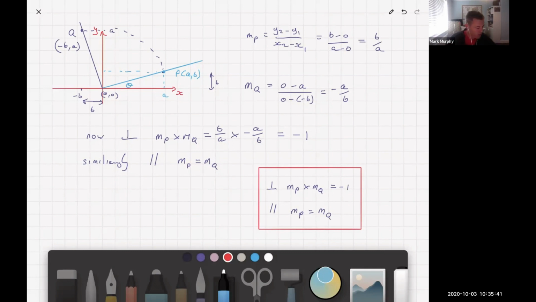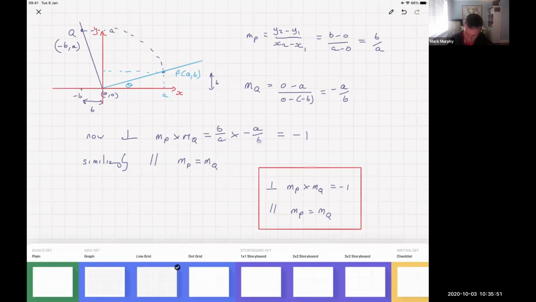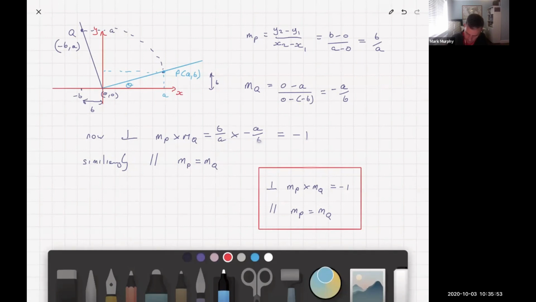Okay. So now we'll go on to the equation of a line. This is the second topic. Okay, just add a page.